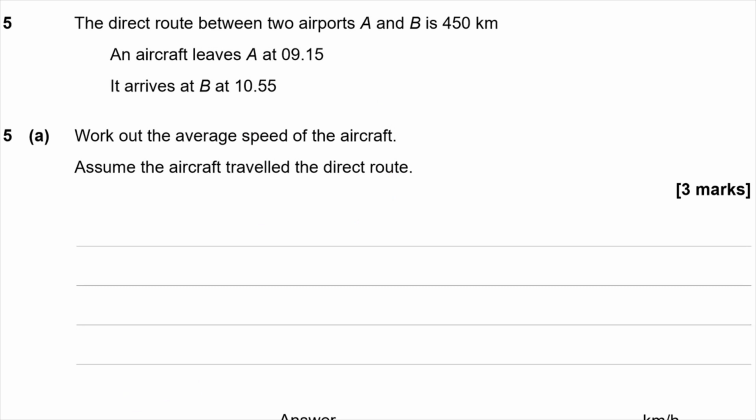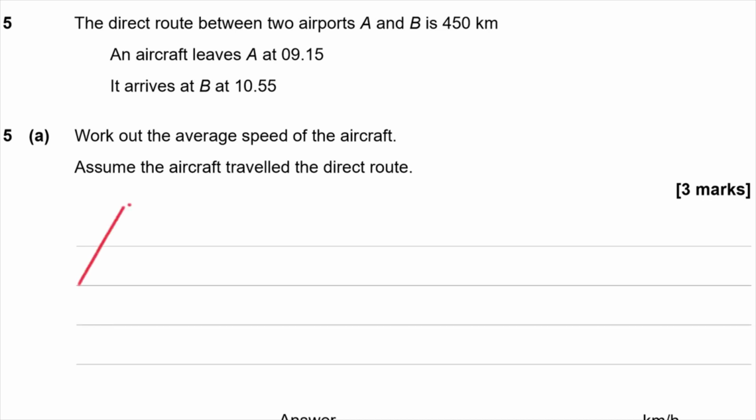Question 5 says the direct route between two airports A and B is 450 kilometers. An aircraft leaves A at 09:15 and it arrives at B at 10:55. Work out the average speed of the aircraft. Assume that the aircraft travelled the direct route.